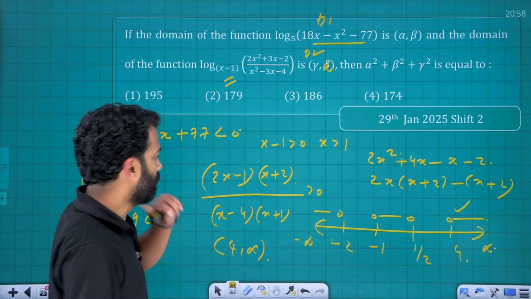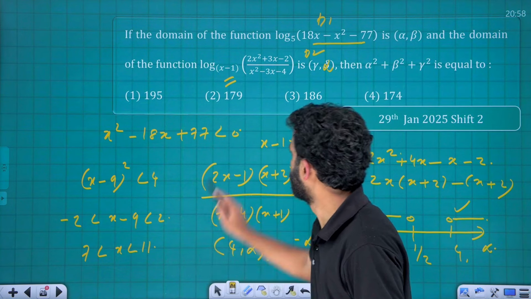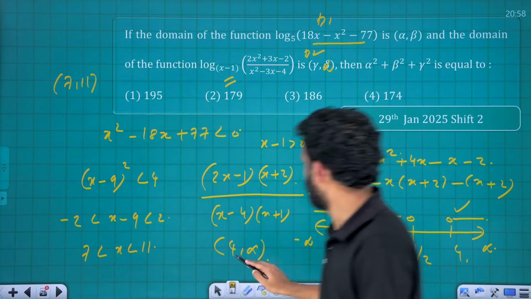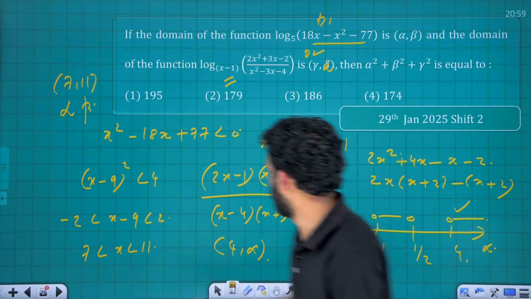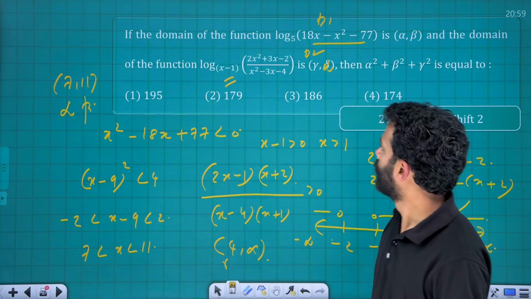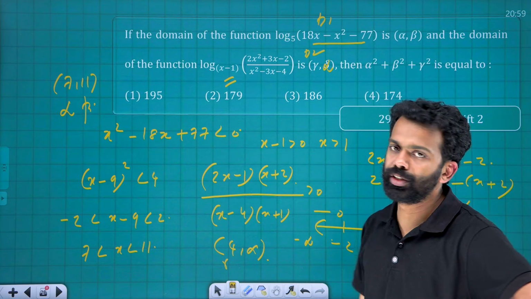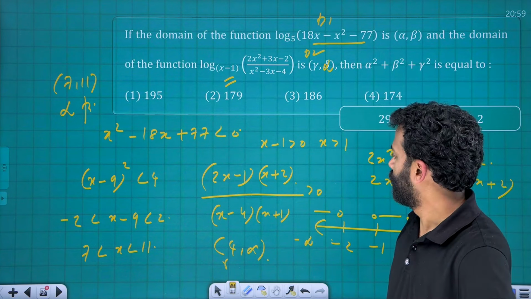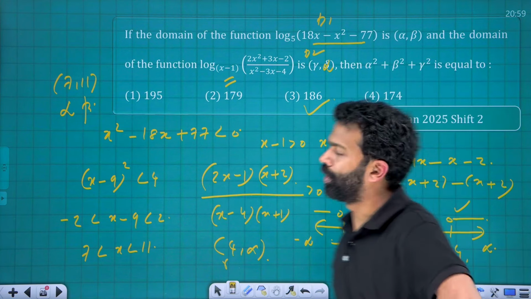Therefore, it will be like 7 to 11. That is the open interval 7 to 11, and 4 to infinity. So alpha is 7, beta is 11 and gamma is 4. You need to find alpha square plus beta square plus gamma square. That is 7 square, 49. 49 plus 121, 170, and 170 plus 16, 186. That is option 3. That is the final correct answer.